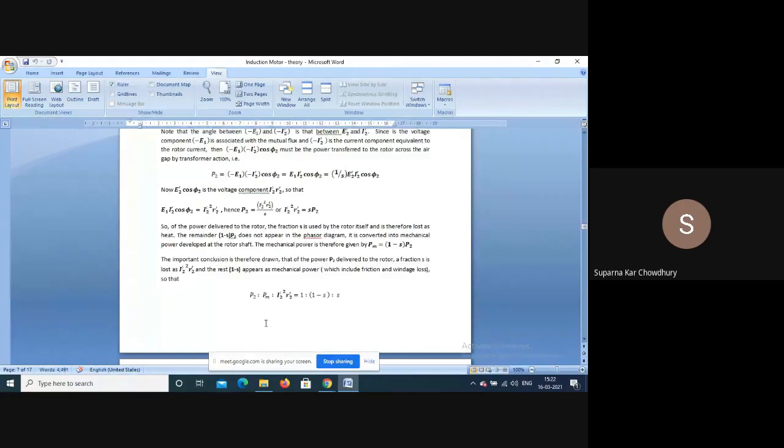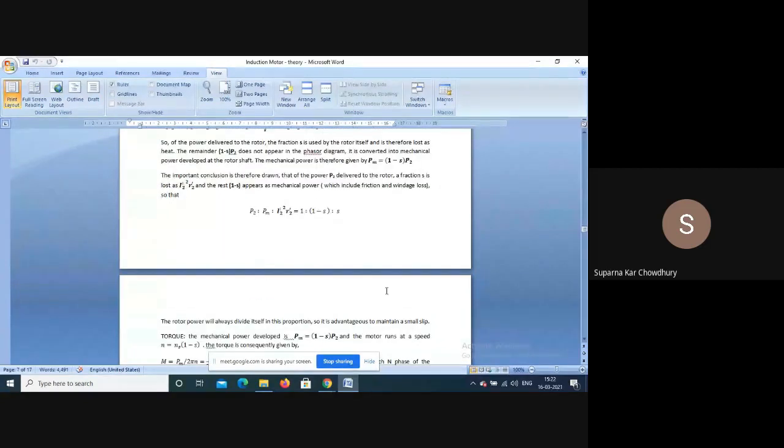So we have seen that the per phase power input to the rotor, the per phase mechanical power developed, and I2 square R2 dash, that is the rotor copper loss, are in the ratio of 1 is to 1 minus S is to S.